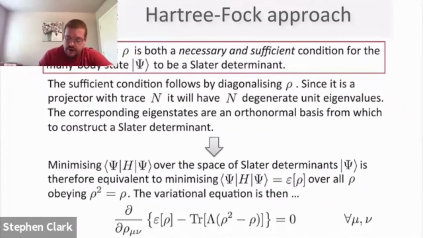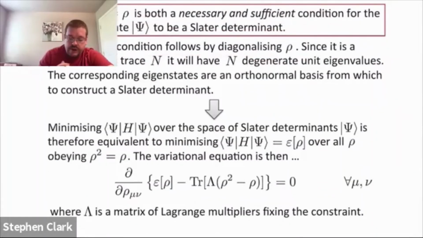Good. So what are we going to do? We want to minimize the expectation value of the Hamiltonian. The full interacting Hamiltonian over Slater determinants is equivalent to minimizing the functional with respect to the single particle density matrix, such that the single particle density matrix obeys rho squared equals rho. That means we can rewrite this as a variational equation, and we introduce a Lagrange multiplier.